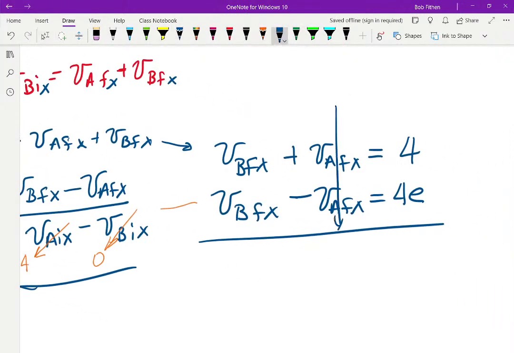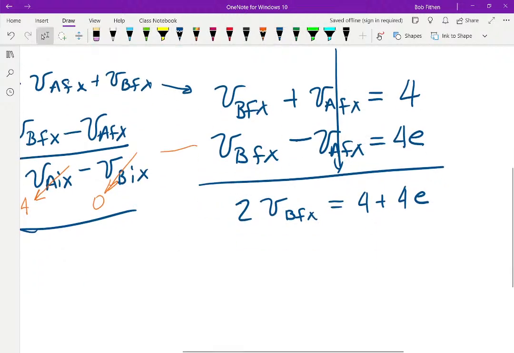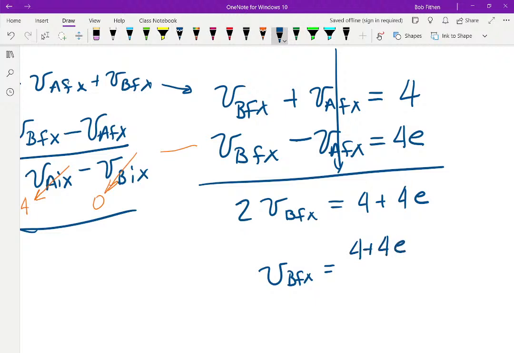These cancel each other out, so you get 2 VB final x equals 4 plus 4e. It turns out, if in fact e was equal to 1, well, let me do one more step. I'll say VB final x is equal to 4 plus 4e over 2.